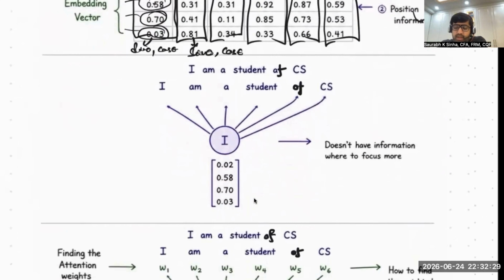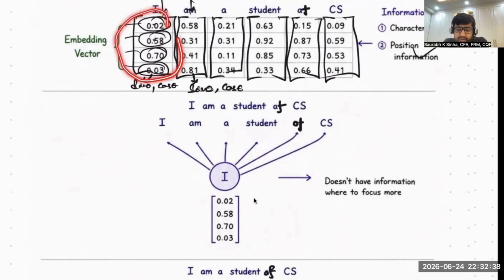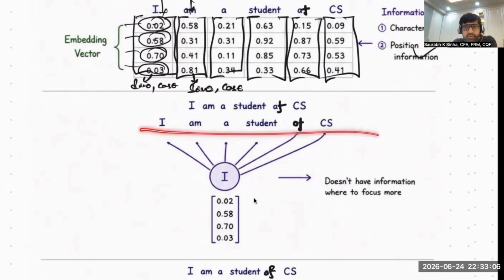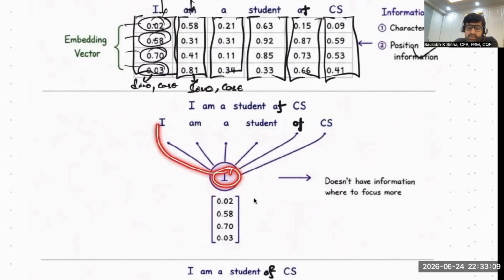But this particular vector, which is the vector embedding for "I", doesn't have the information of where to focus the most. So what is self-attention? Self-attention means the token has to focus on the same sequence. The word has to focus on the same sequence. This is the sequence of tokens, and "I" has to focus on "I am a student of CS." But where to focus more?